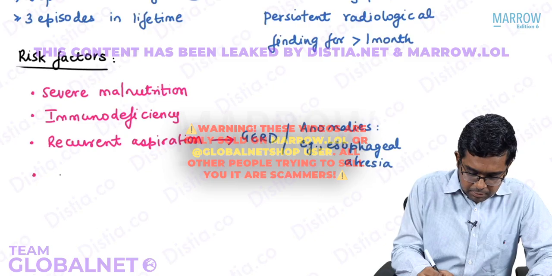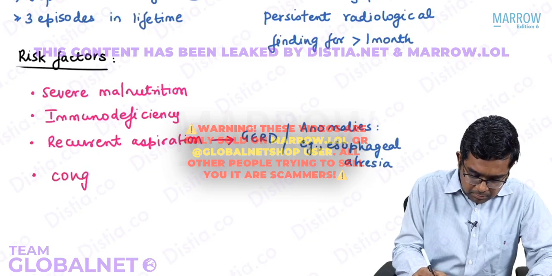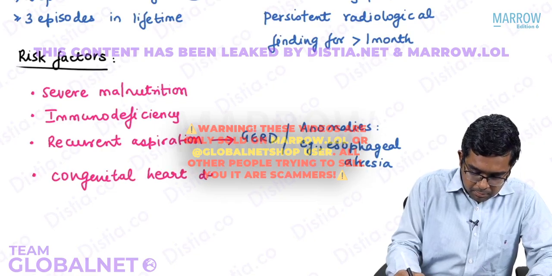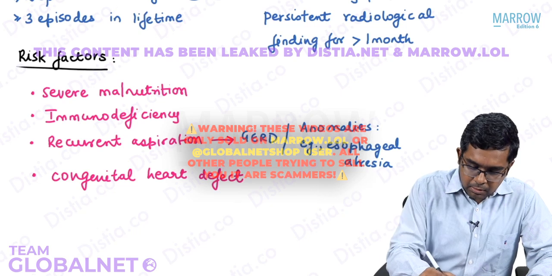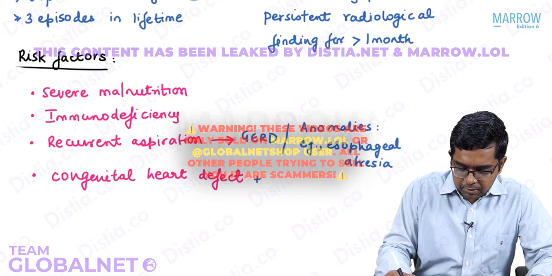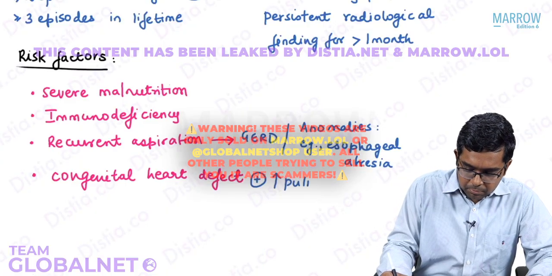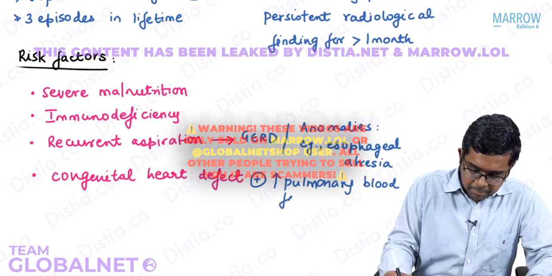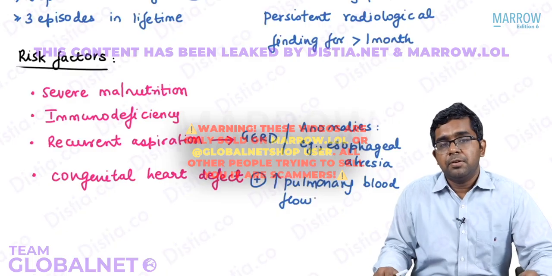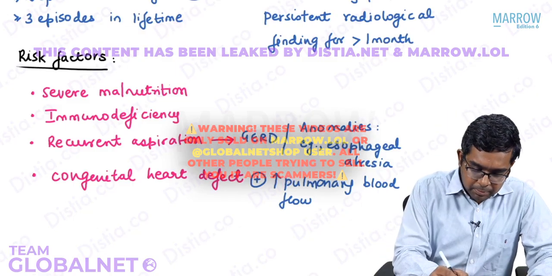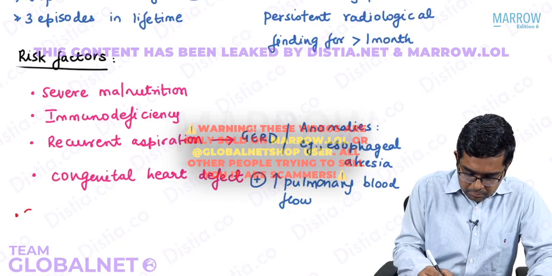The next condition is a congenital heart defect associated with increased pulmonary blood flow. So what happens whenever the pulmonary blood flow increases? It causes congestion in the lungs and that predisposes to recurrent pneumonias. And last would be some genetic disorders.